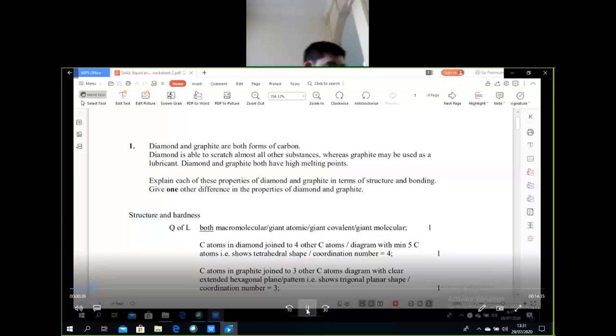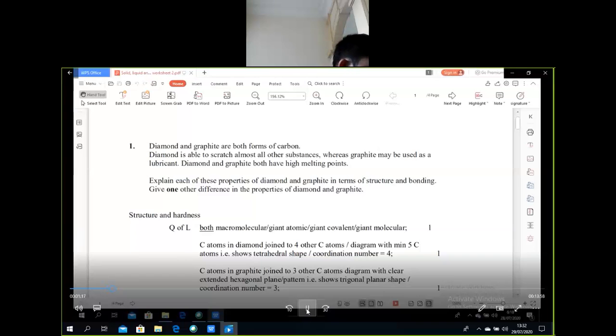Let's see number 1. Diamond and graphite are both forms of carbon. Diamond is able to scratch almost all other substances, while graphite may be used as a lubricant. Diamond and graphite both have high melting points. Explain each of these properties of diamond and graphite in terms of the structure and bonding. So the question is asking specifically about the structure and bonding of diamond and graphite. Give one other difference in the properties of diamond and graphite.